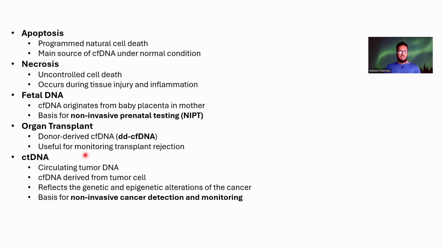And finally, this is, I think, the most crucial topic now in cancer research. The latest cancer research is revolving around this, which is called ctDNA. ctDNA is circulating tumor DNA. It is also cfDNA, but it is derived from tumor cells. And this kind of ctDNA actually reflects the genetic and epigenetic alterations of cancer and is the basis for non-invasive cancer detection and monitoring.